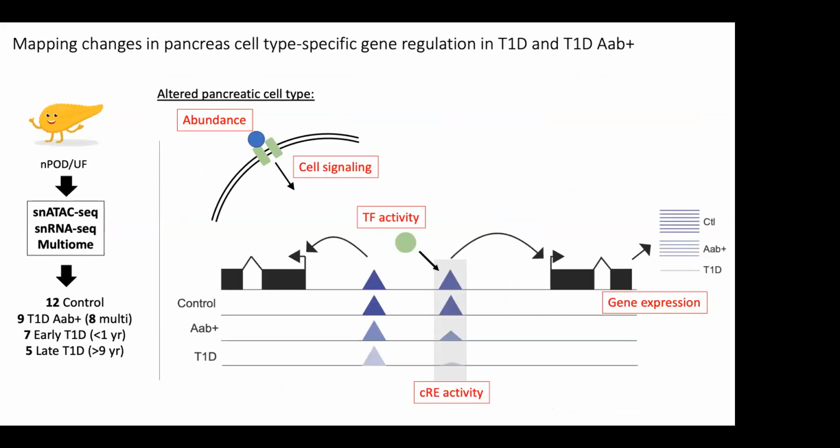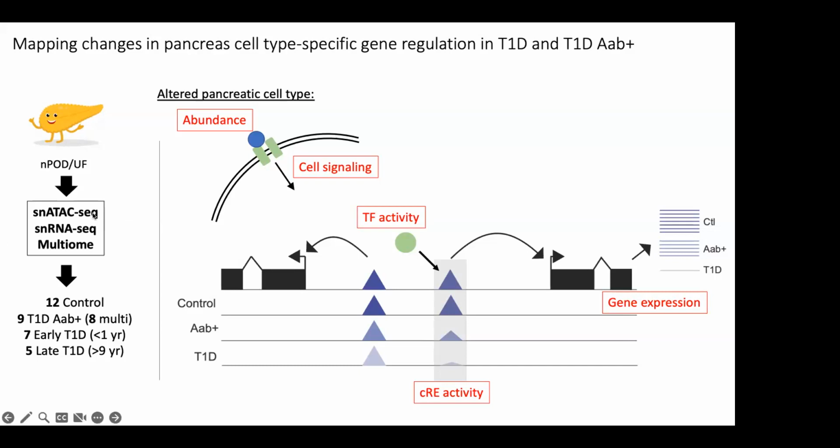Okay, so this first project is building on the previous study, which was essentially just mapping regulatory information in individual pancreas cell types and immune cell types in the baseline state. So next, we were interested in understanding how these regulatory programs change in type 1 diabetes and pre-disease states, autoantibody positive individuals. And so for this project, we have pancreas tissue from NPOD for 12 control samples, 9 individuals who are positive for autoantibodies, and then 12 type 1 diabetics, about half of which had recent onset type 1 diabetes, and the other half had a longer term duration of type 1 diabetes.